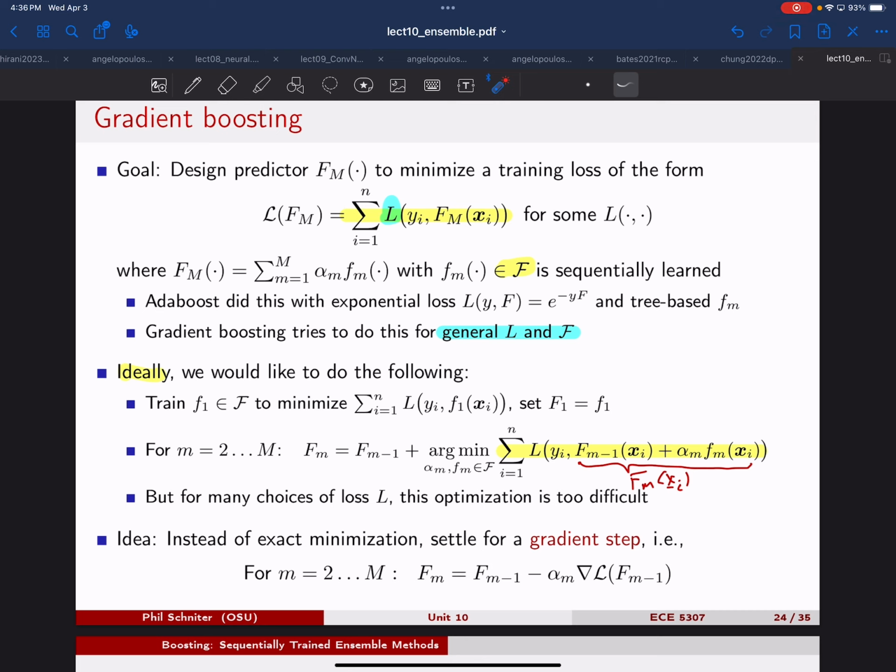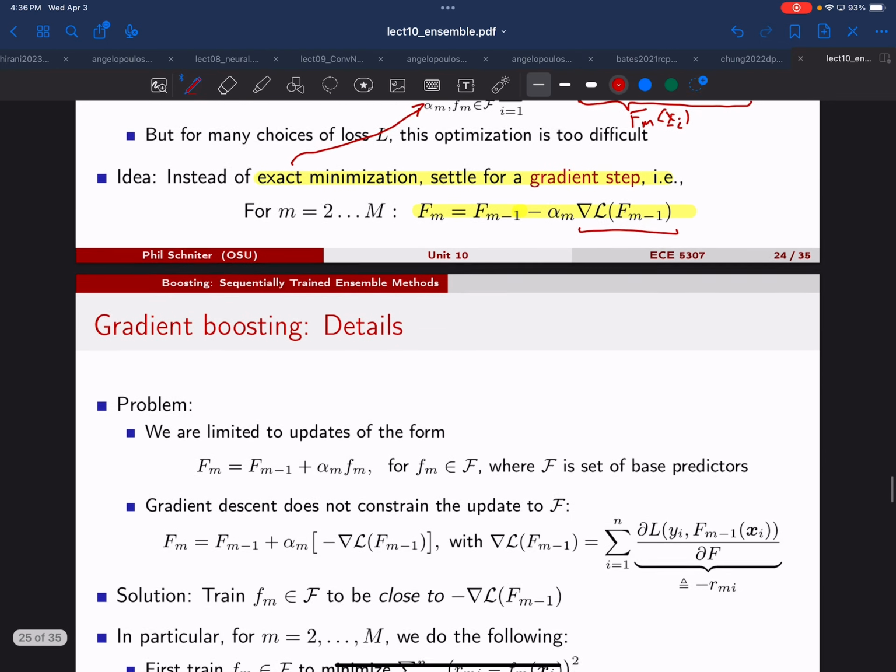And it goes like this. Instead of exactly minimizing, like up here, we're going to settle for a gradient step. So what that means is that our new boosted classifier is going to be our old one minus alpha_M times the gradient. Okay, so that's the idea. We should be able to compute the gradient of the loss. But there's a new issue.